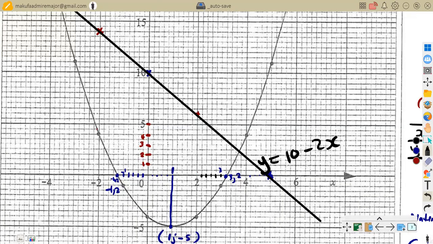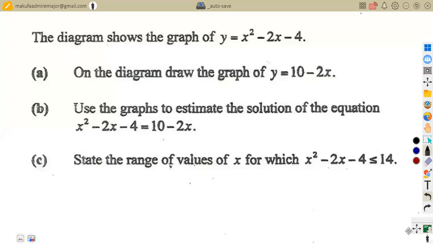All right. So that was the first part of our question, to draw the graph of y is equal to 10 minus 2x. So it's a straight line graph. Remember the format of a straight line graph, y is equal to mx plus c, whereby we are dealing with the highest exponent of x being a 1. That is to show that we are dealing with a linear function.